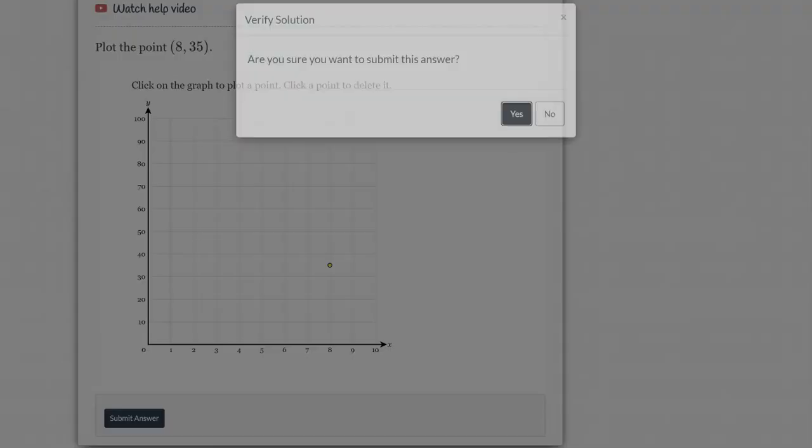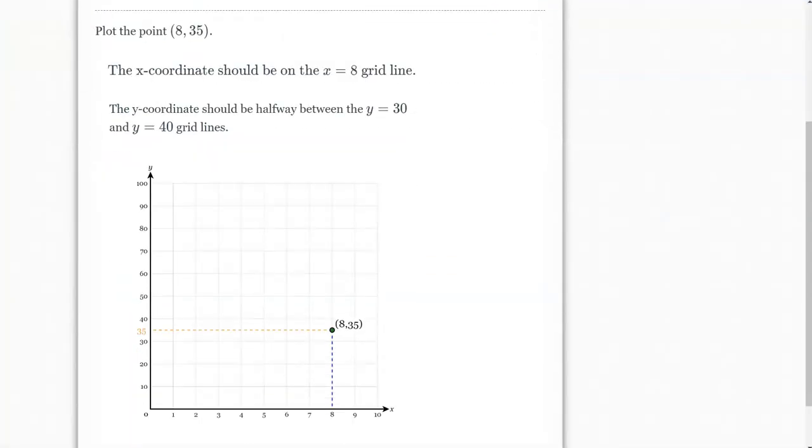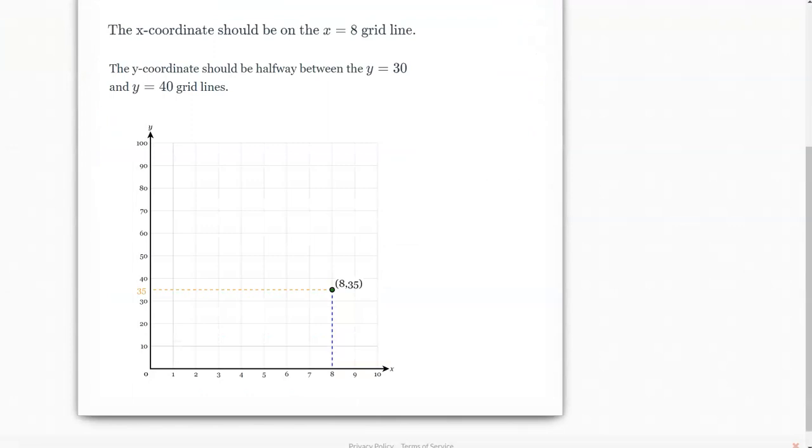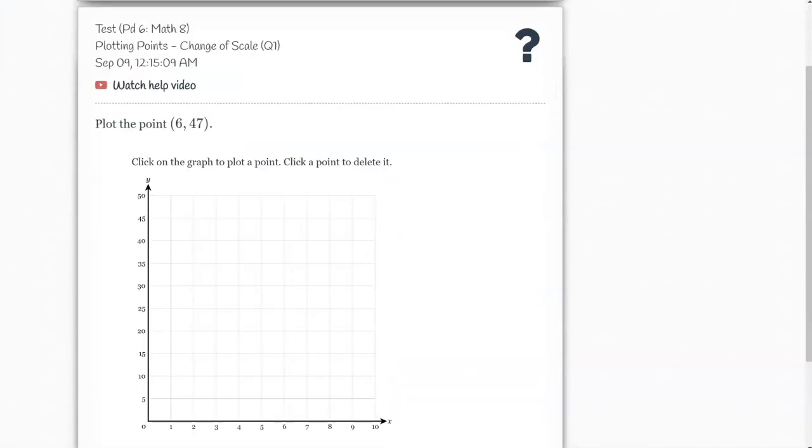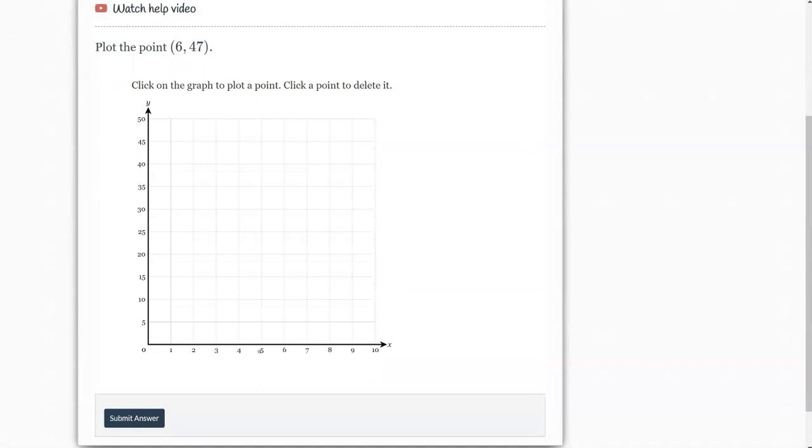Let's see how I did. They'll show you, yep, the green dot is perfectly overlapping my yellow dot. So I got it right. Let's try it one more time. I'm going to go to 6, which is here, and then I'm going to go up to 47. So here's 45, but the next box is 50.